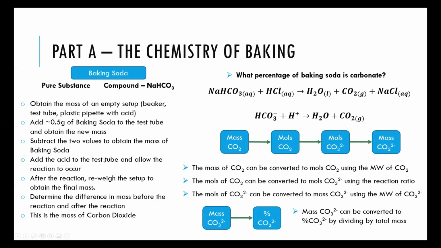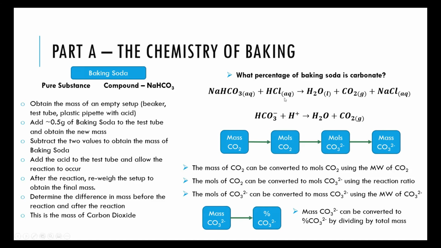So when you add the acid to the test tube very slowly to make sure it doesn't bubble over, the compounds will react and produce carbon dioxide gas. And once that reaction is finished, you can weigh the entire setup again, including that empty pipette, in order to obtain the mass of carbon dioxide.